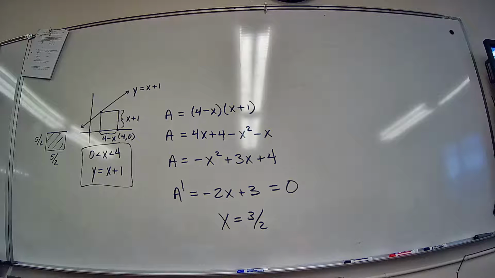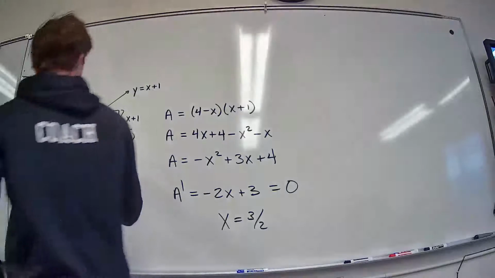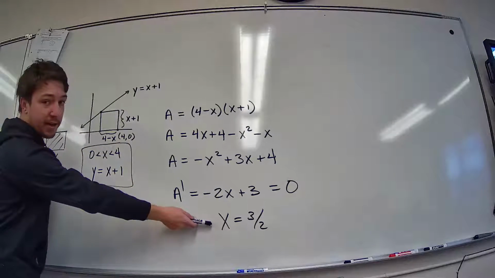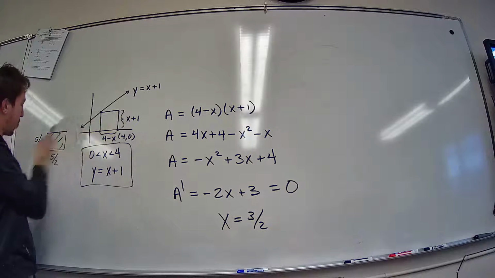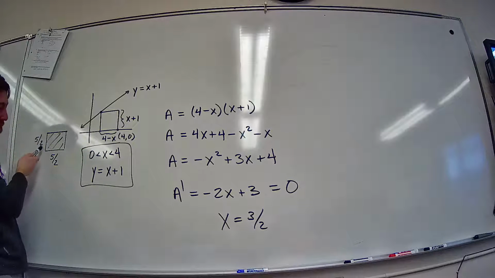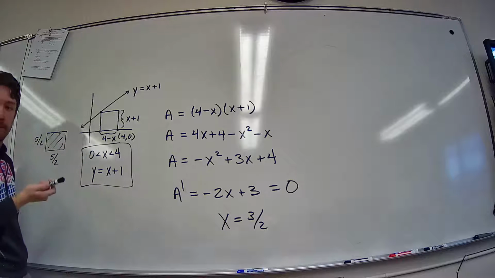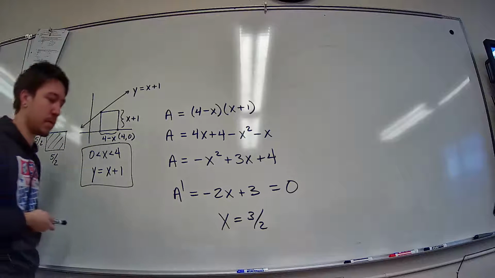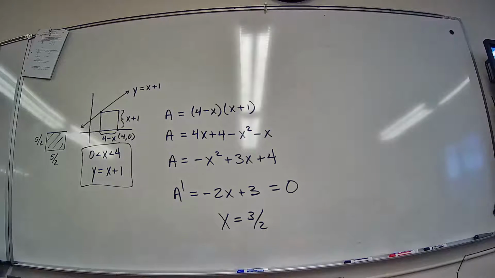So the second 5/2 comes from the original, right? From the area. Well, I'm just plugging the x value I found into this and this. So 3/2 plus 1 gives me the height of my rectangle, 5/2. And 4 minus 3/2 gives me also 5/2, the width of the rectangle. Kind of an interesting result.